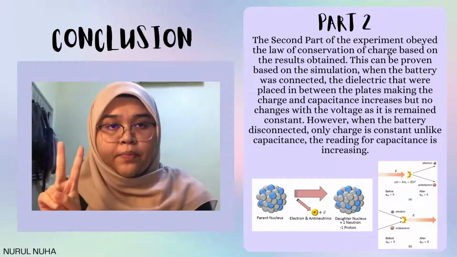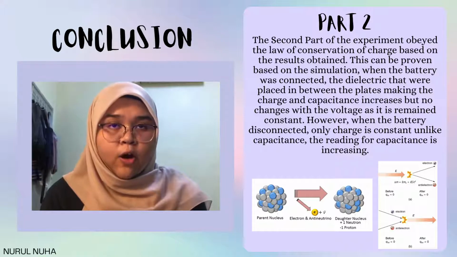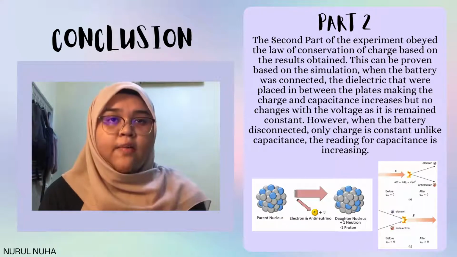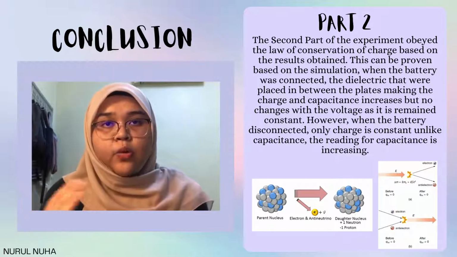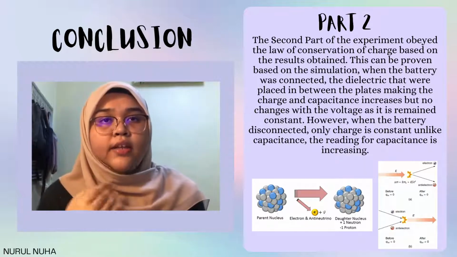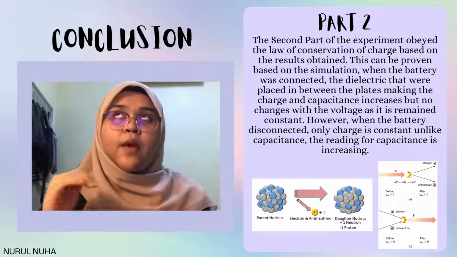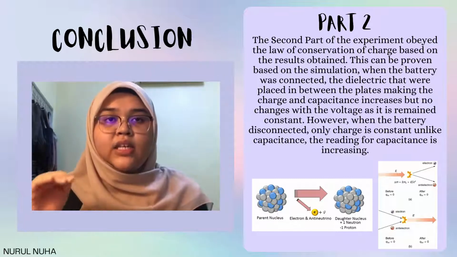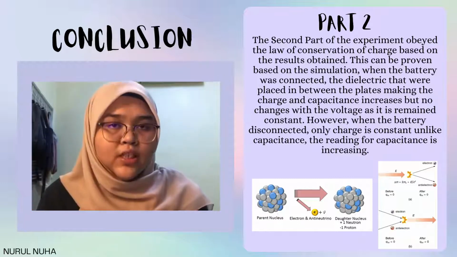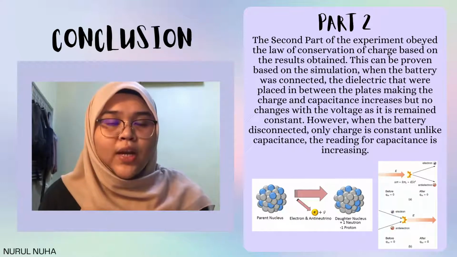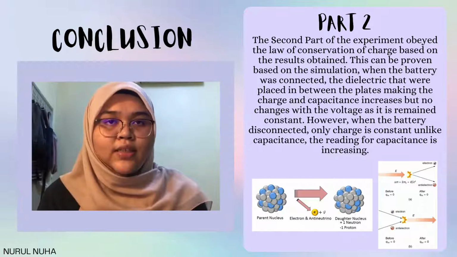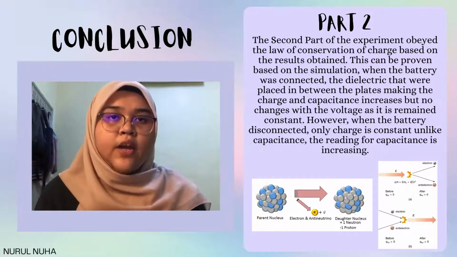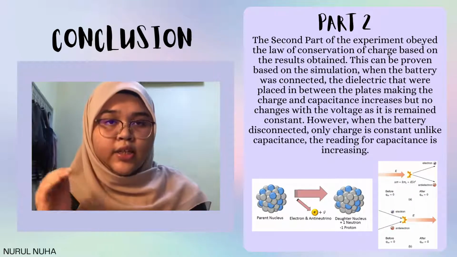For experiment part 2, the experiment obeyed the law of conservation of charge based on the results obtained. This can be proven based on the simulation. When the battery was connected, the dielectric was placed in between the plates, making the capacitance increase, but with no change in the voltage, as it remained constant. However, the other way around, when the battery is disconnected, only the charge is constant, unlike capacitance. The reading for capacitance is increasing.